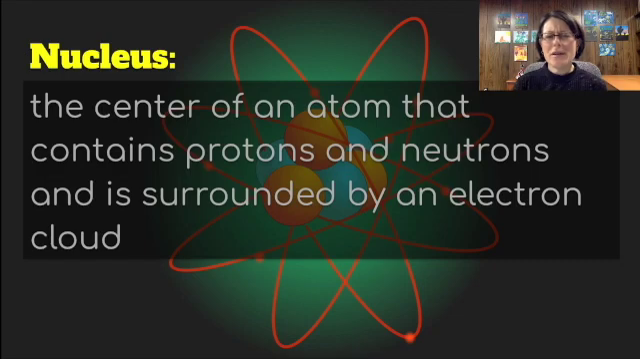So in order to better understand atoms, we have to get some vocabulary out of the way. The nucleus of an atom is the center of an atom that contains protons and neutrons and is surrounded by an electron cloud. It's the same word we use for the nucleus of a cell, nucleus just meaning that middle part. And if you can see in the background there, the nucleus are the orange and blue balls in this model, and those are the protons and the neutrons. And the electrons are whirring around on these orbitals, and there are these little dots here.